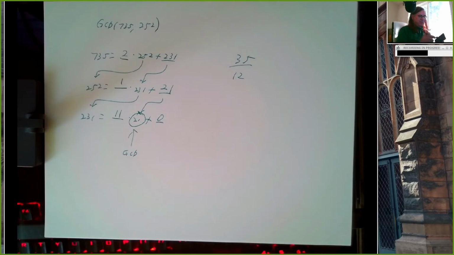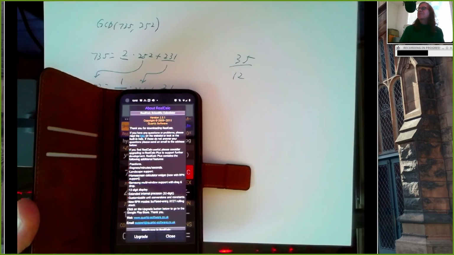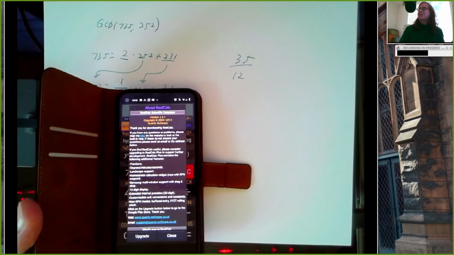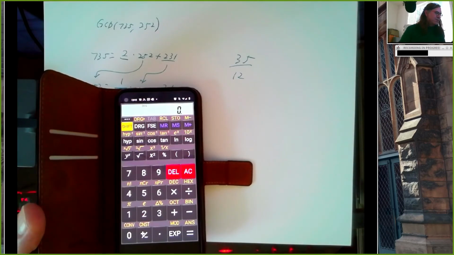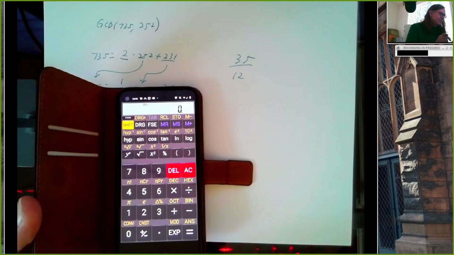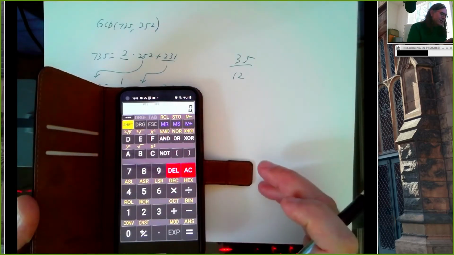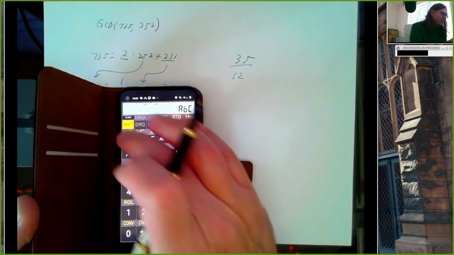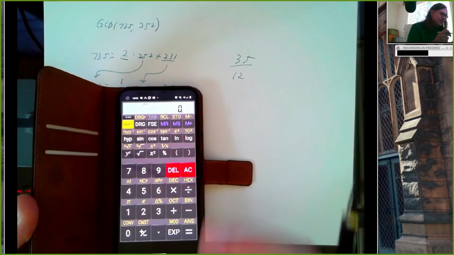What phone app is that? Let me see. That is RealCalc. It's been my favorite calculator program for a long time. I should give them some money. It does all the usual scientific stuff, but you can also put it into hex and do ABC and convert it back into decimal and so on. And it does binary and everything else.